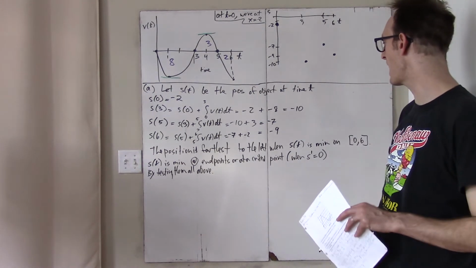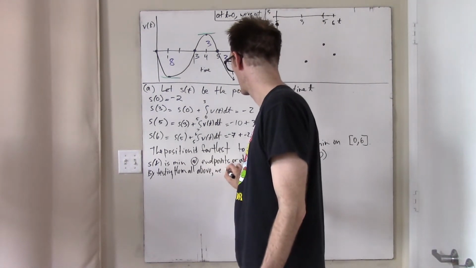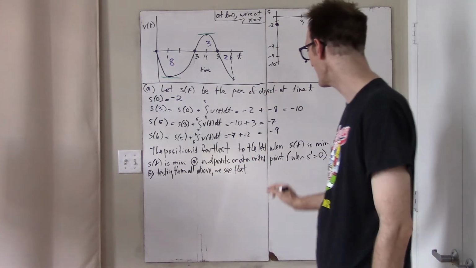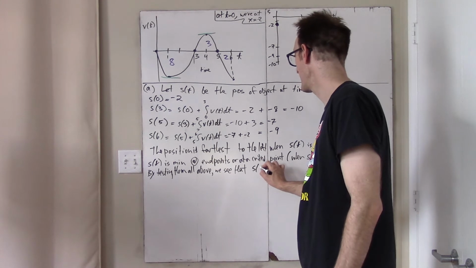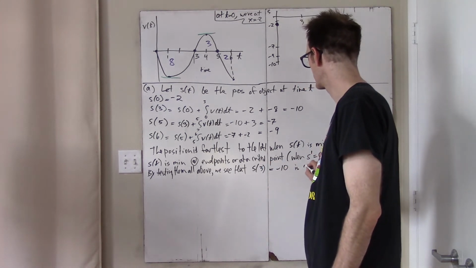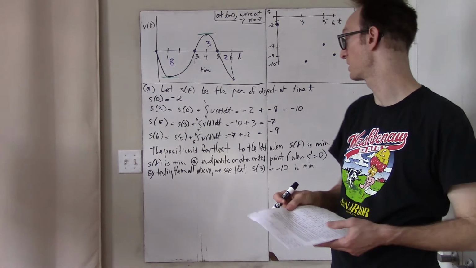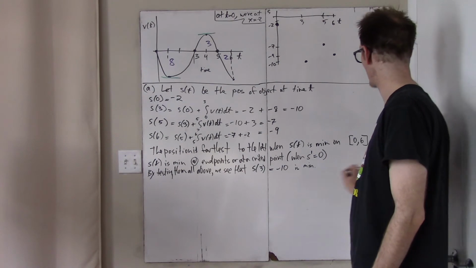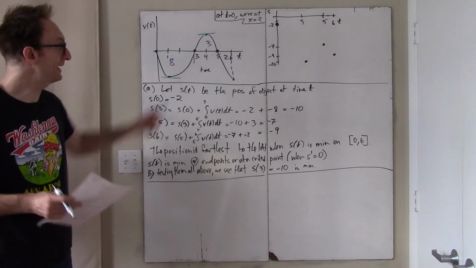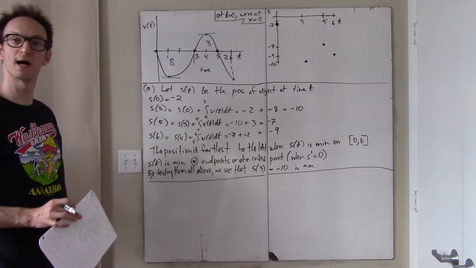Okay, when s prime is 0, by testing them all above, we see that s of 3 equals -10 is the minimum. Boom. Done. That to me is good. So the object is farthest to the left at time 3, and the actual position is -10.